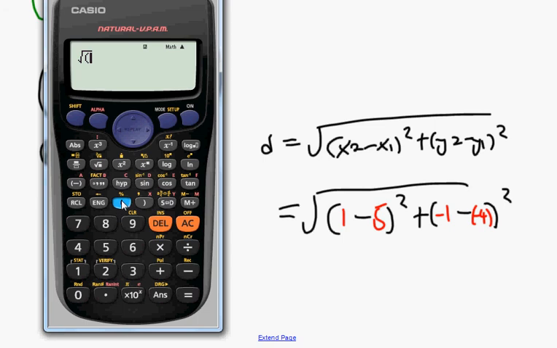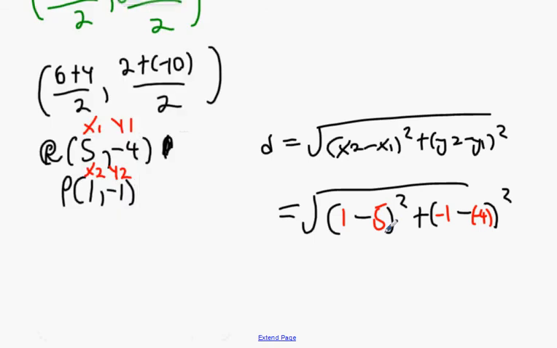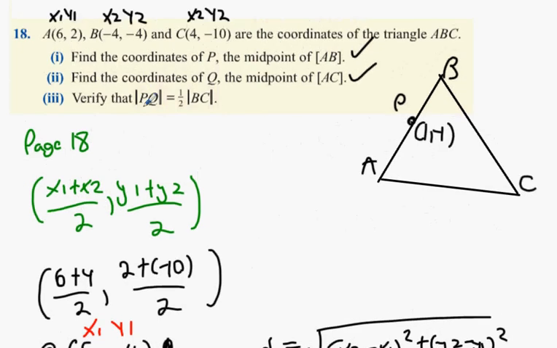So square root of what's 1 minus 5? It'd be just 4. Then plus minus 1 minus bracket minus 4 close bracket squared. 5. So the length of PQ equals 5. Now, I found out that PQ is 5. That's that part done. What else do I have to find out?